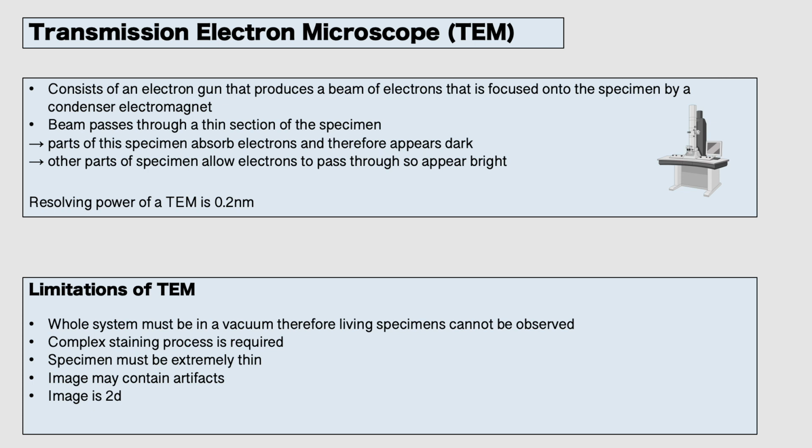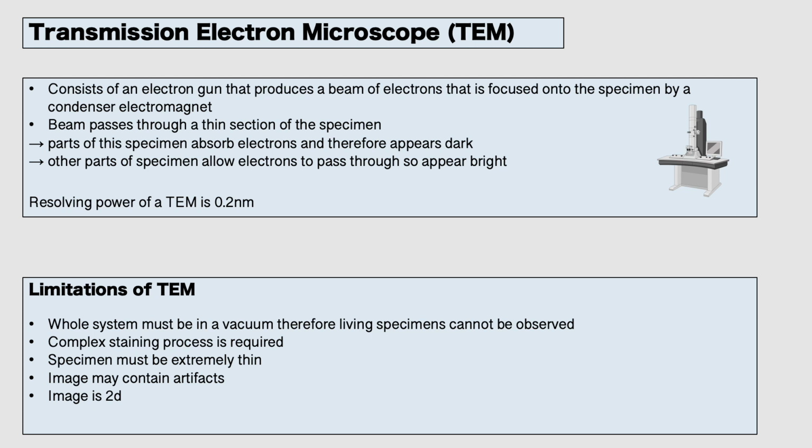The resolving power of a TEM is 0.2 nanometers, but this cannot always be achieved because difficulties preparing the specimen limit the resolution that can be achieved, and a higher energy electron beam is required, and this may destroy the specimen. The TEM does have some limitations.